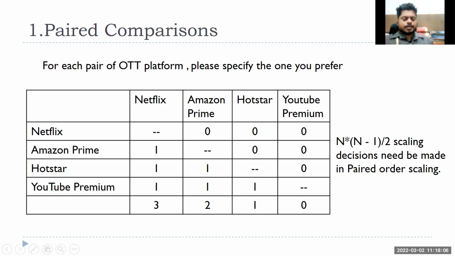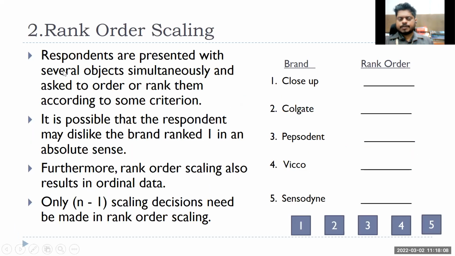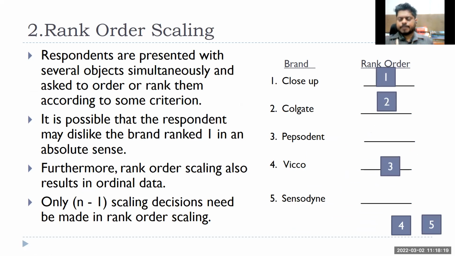So this is paired comparison. Rank order scaling: I give those 5 movies or 5 brands, then I ask them to rank them. Rank and rating have a little bit of difference, we'll discuss that.